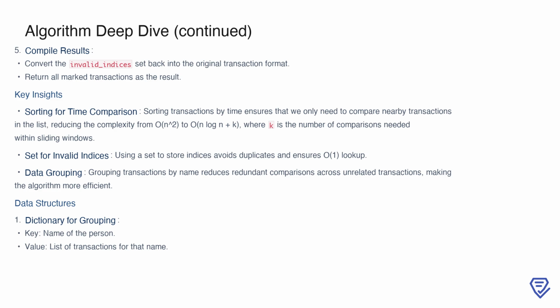In terms of data structures, dictionaries are used for grouping transactions by name, with each key corresponding to a person and each value being a list of their transactions. The invalid_indices set ensures uniqueness and fast lookups, while parsed transactions are stored in a list for structured access to fields like name, time, amount, and city.